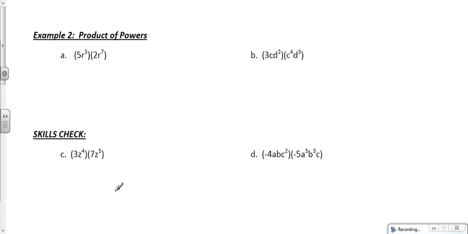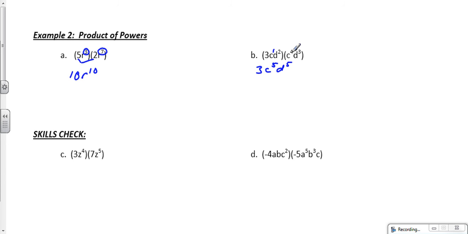Product of powers. Now let's check that rule. We take the constants here, the 5 and the 2, we multiply them, we get 10. And we have r to the 3rd and r to the 7th. We're multiplying, so this becomes r to the 10th. Again, there's nothing in the right side here, but we would multiply 3 times 1, we just get 3. C to the 1, when there's no power, it's assumed to be 1. So c to the 1, c to the 4th gives us c to the 5th. D to the 2nd, d to the 3rd gives us d to the 5th.